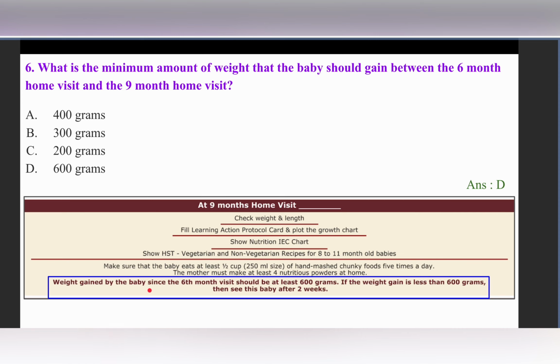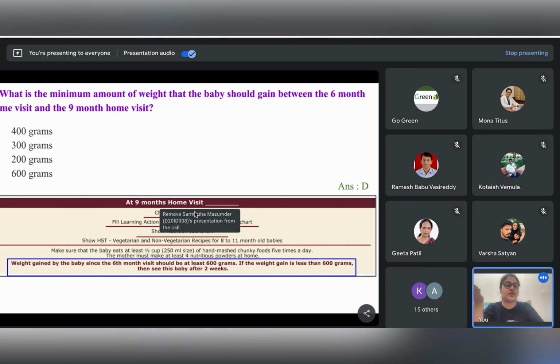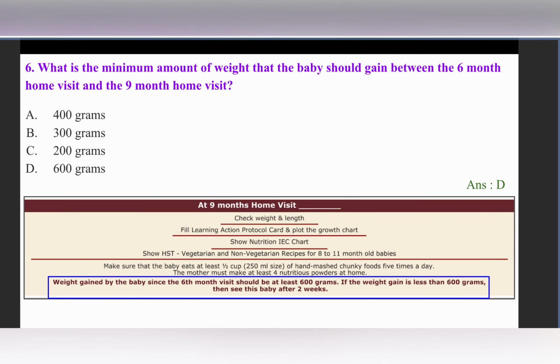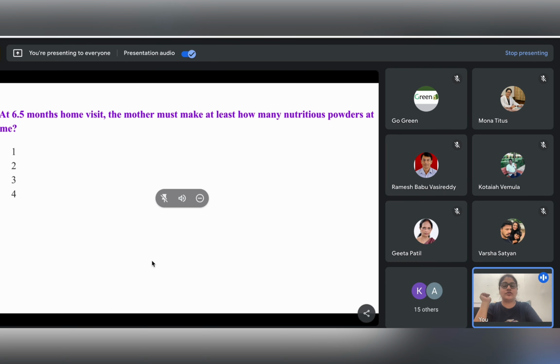And also the weight gain from the 6th month to the 9th month should be at least 600 grams. So please remember the minimum weight gain which is advocated during these transitional periods, so that it is very important. Whenever we know what is actually ideal, it is more helpful to educate others regarding it. So please go through the specific food requirements and the ideal weight gain at different phases. The answer is option D, 600 grams. We'll move on to our next question.